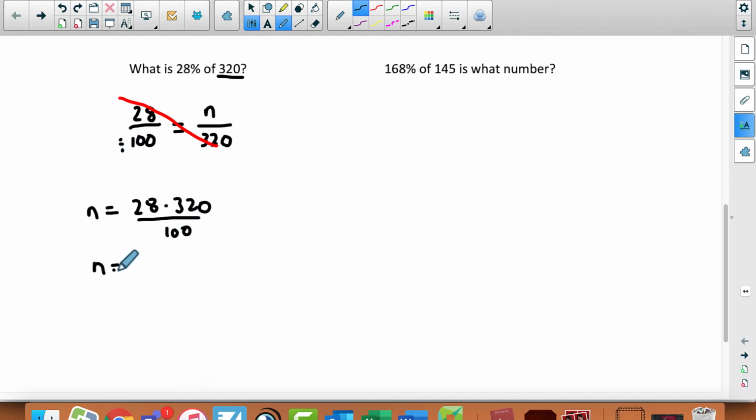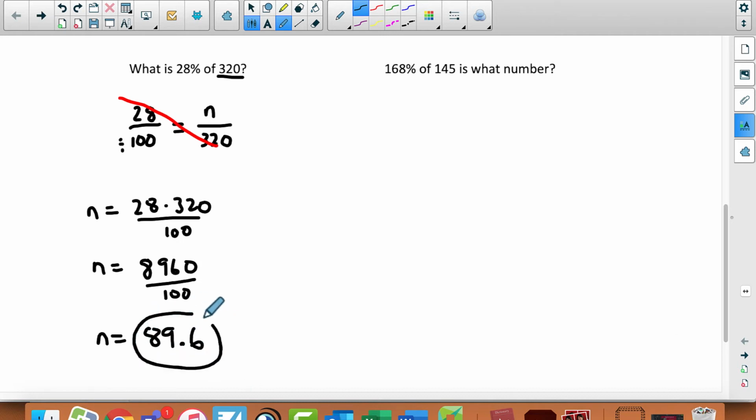Okay? So then you take your calculator. 28 times 320 is 8,960, and you divide it by 100, and that equals 89.6. That's your answer.